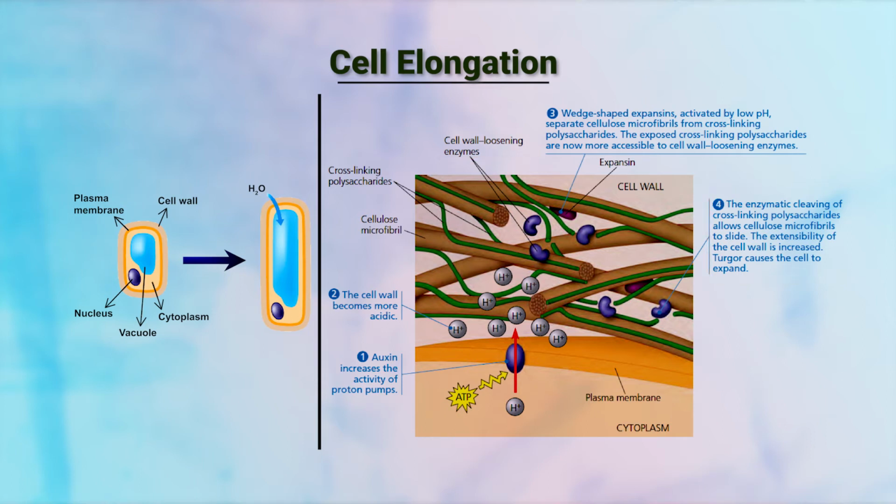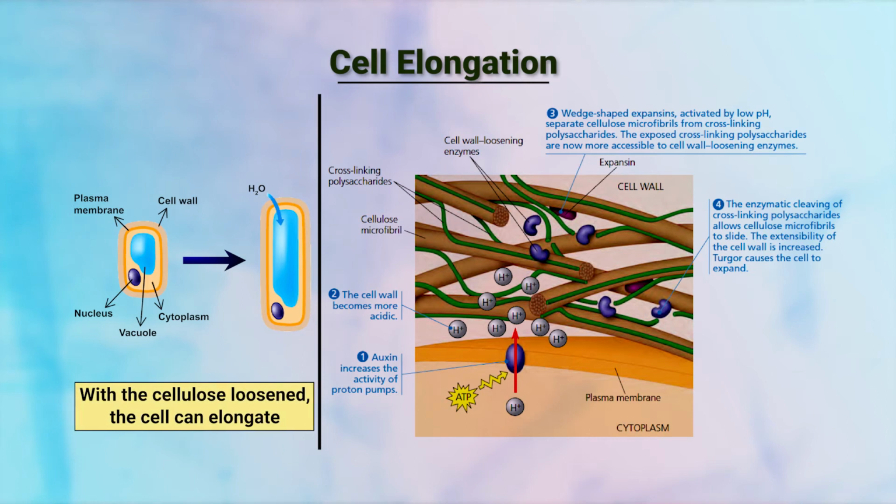Consequently, the microfibrils now can slide. As a result, the extensibility of the cell wall increases. Due to this cell wall loosening effect, when water enters the plant cell, the cell can expand or elongate.